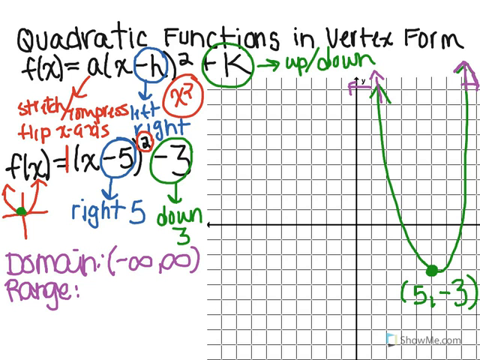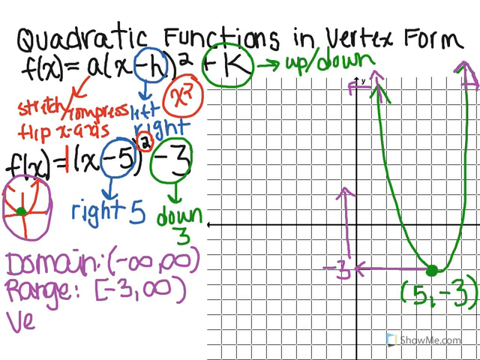Typically the range for the initial x squared graph is 0 to infinity, because the y values start at 0 and then go up. But what happens here for our graph is that we shifted it down 3 units. So now this is our new lowest point. The y values start at negative 3 and then they go up on and on, up to infinity. So the range is negative 3 to infinity. Another value we look at is the vertex.